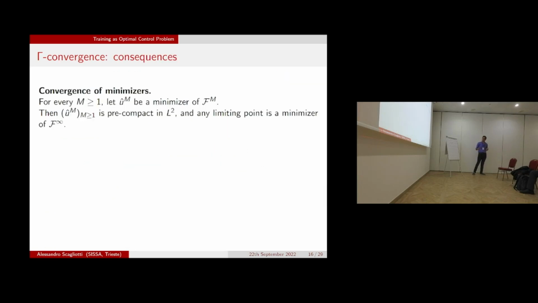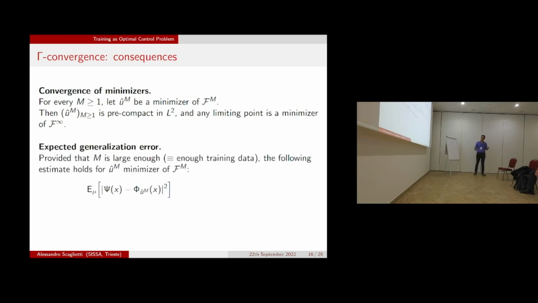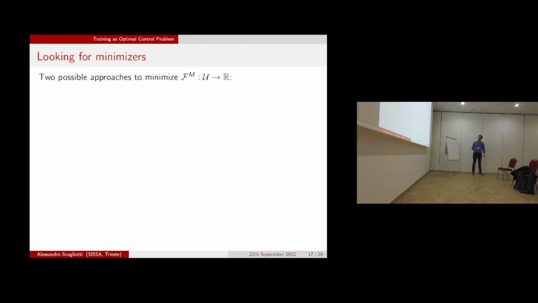The main consequence is that the minimizers of the functional F_m are converging to the minimizers of the functional F_infinity. So that's why if we repeat the approximation with 1 billion points and 1 billion and 1, we are basically observing the same result. Maybe a most important consequence is that the upper bound on the expected generalization error, which is a direct consequence of this gamma convergence, can be bounded by these terms.